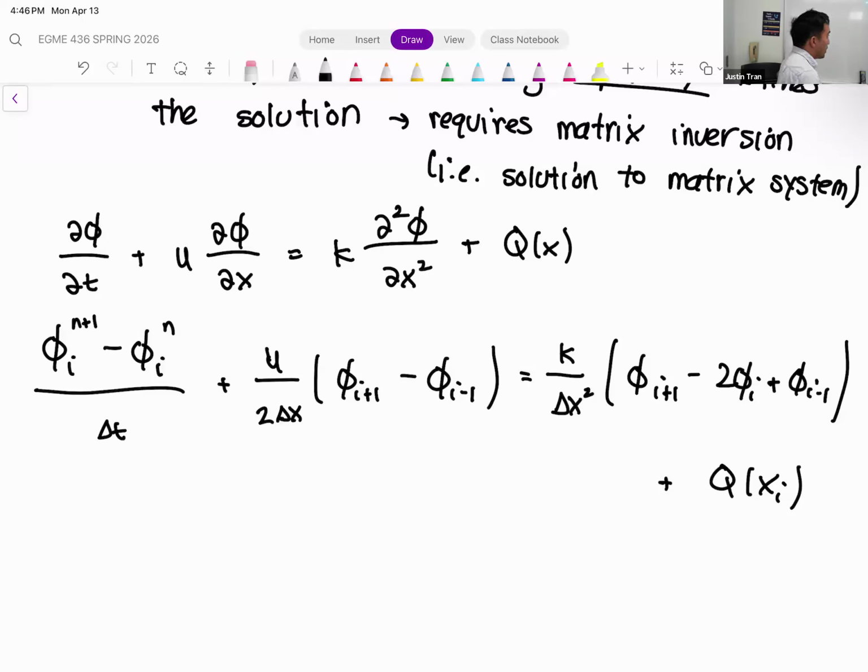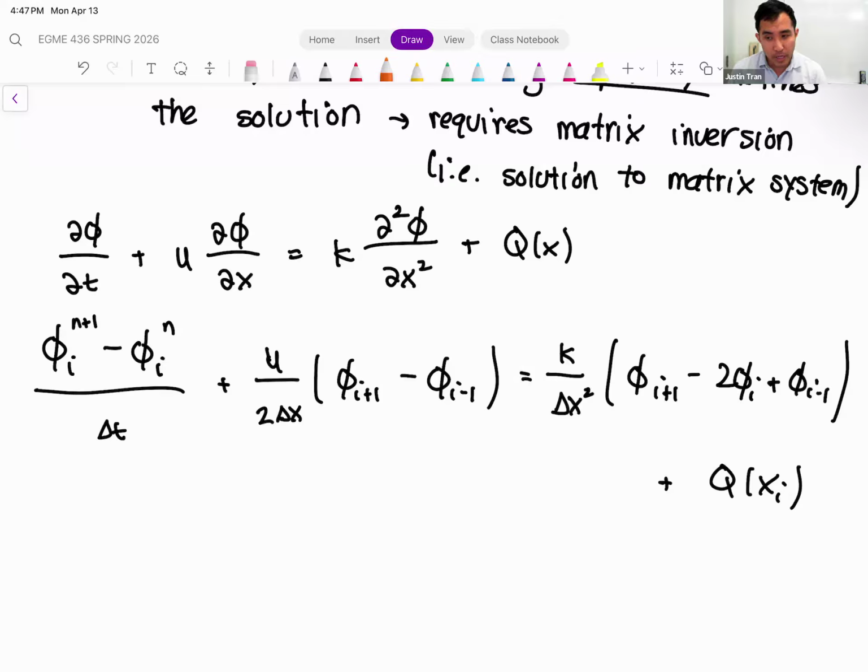If you notice, compared to our explicit Euler derivation, there's one detail that I've left out of the expression so far, which is all of the space derivative terms. I haven't assigned a time index for them just yet. For the convection term, we have phi I plus 1 minus phi I minus 1, but I haven't told you whether this is going to be n plus 1 or n, right? For explicit Euler, for all of the space derivative terms, we assigned a time index of n. That allowed us to solve, since we just had one term in our entire expression that had n plus 1, and we just solved for it. For implicit Euler, we're going to do the opposite.